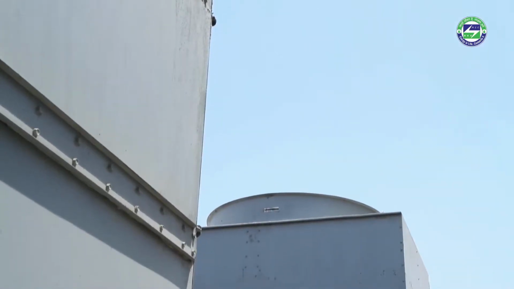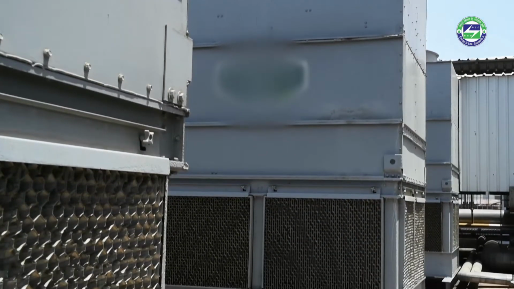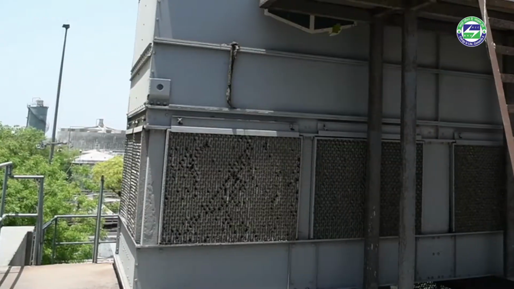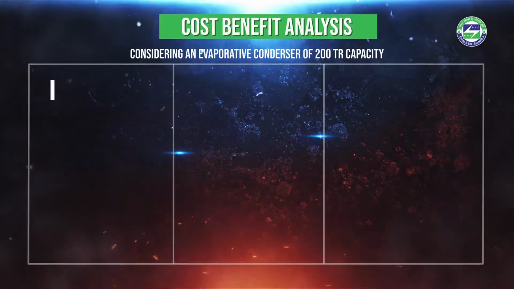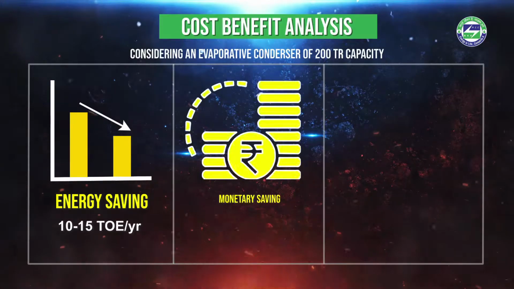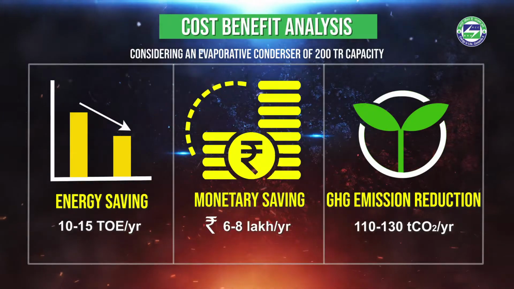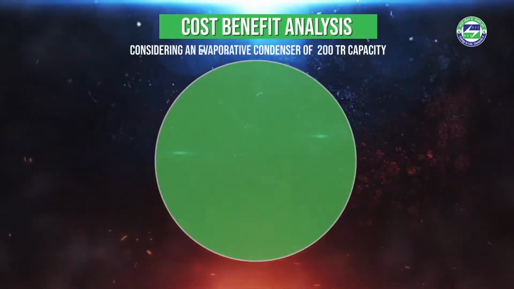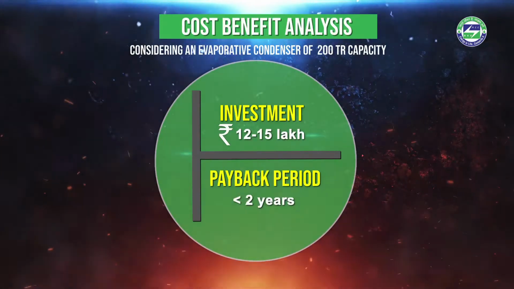To understand the cost-benefit analysis, let us consider an evaporative condenser of 200 TR capacity. The installation can lead to a saving of around 1,30,000 rupees annually compared to a cooling tower-based condenser system. This implies an energy saving of 10 to 15 tons of oil equivalent of energy, monetary savings of 6 to 8 lakh rupees, and GHG emission reduction of 110 to 130 tons of carbon dioxide emissions per year. The installation will require an investment of 12 to 15 lakh rupees, which can be recovered within 2 years.